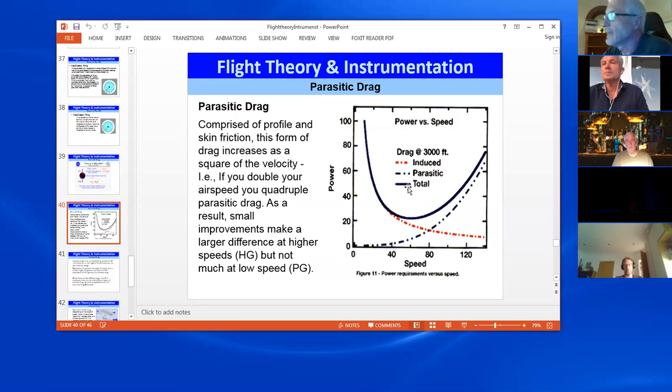If you put the two together, you get the total, and this middle curve of the solid black line is the general shape of drag to speed. You can see how the effective drag reduces down and gets to a low point. There is a minimum drag point, and then it increases again.